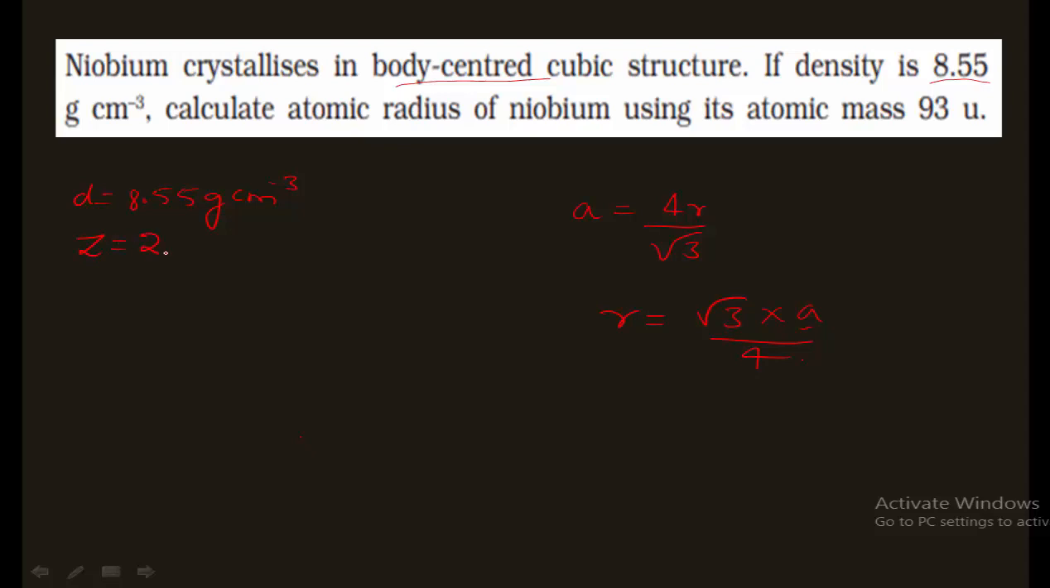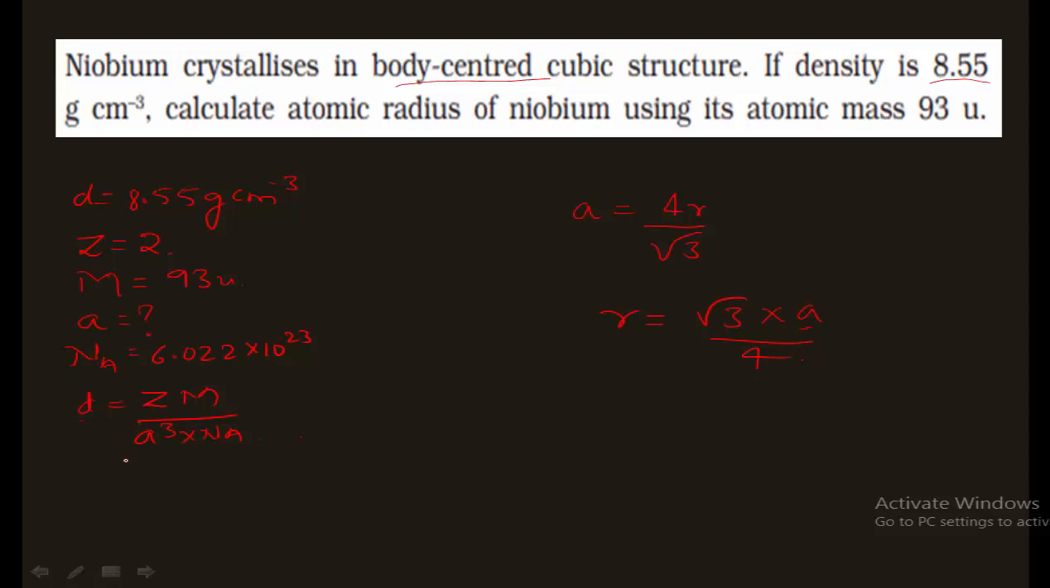So Z is equal to 2. Z means number of particles in BCC. And atomic mass is also given, that is 93 U. Now we have to find the edge length, that is A. And Avogadro's number that we know, that is 6.022 into 10 raised to 23. Now we have the formula D is equal to Z into M divided by A cube into Na.